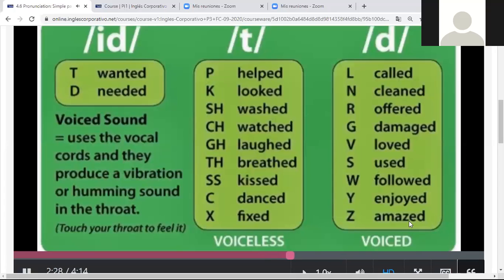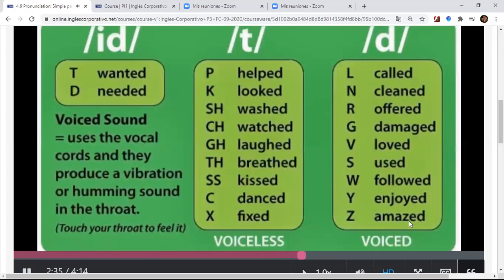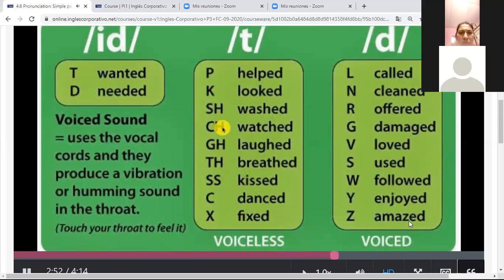Let me show you more examples of words that are voiceless and voiced to help you understand this topic better. Another method to use is following these particular sounds. These sounds are voiceless. P, K, S, SH, CH, GH, TH, S, SS, C, X.